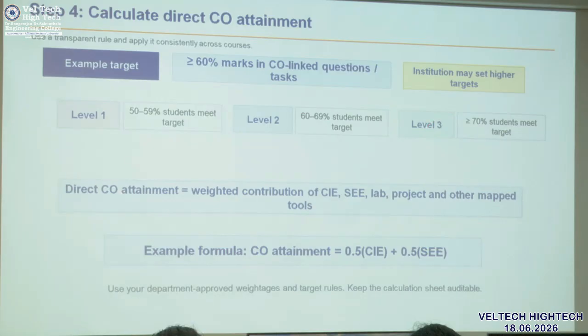From the target, direct CO attainment is a weighted contribution coming from everything: all your internal assessments, the end semester, and if you have a lab or project integrated, it should be a weighted value of everything. For example, for a particular CO1, if the internal is 50% and the end semester is 50%, it should be weighted. We are doing this, even though maybe we don't have a lab component separately.